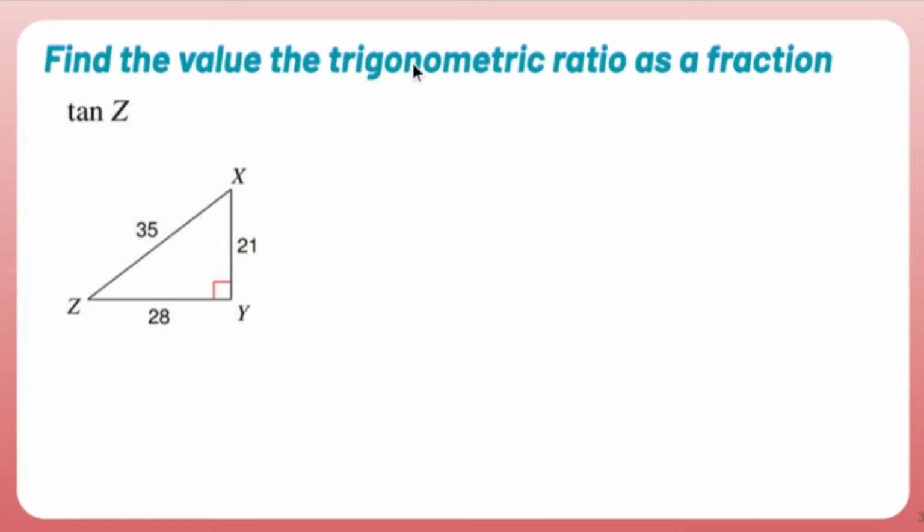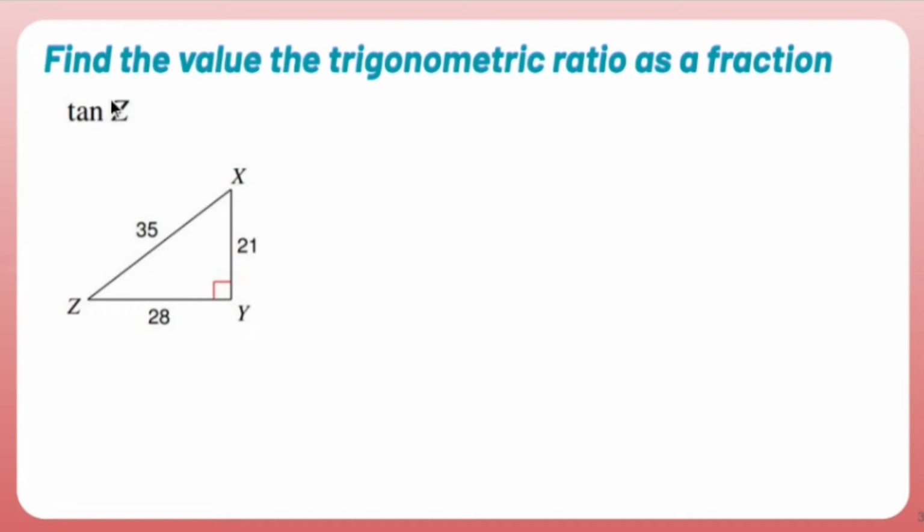Find the value of the trigonometric ratio as a fraction. Tans. That's what I get in the summer. What we have here is a right triangle. All three sides are given. 90 is given. Nothing else, though. No other angles. But we are being asked to find the tangent of angle Z.